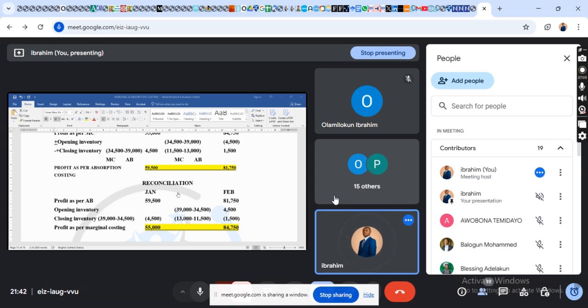In our next class, we'll be looking at activity-based costing. Don't forget, the reason why activity-based costing came into existence is to replace absorption costing. We will talk more about that.